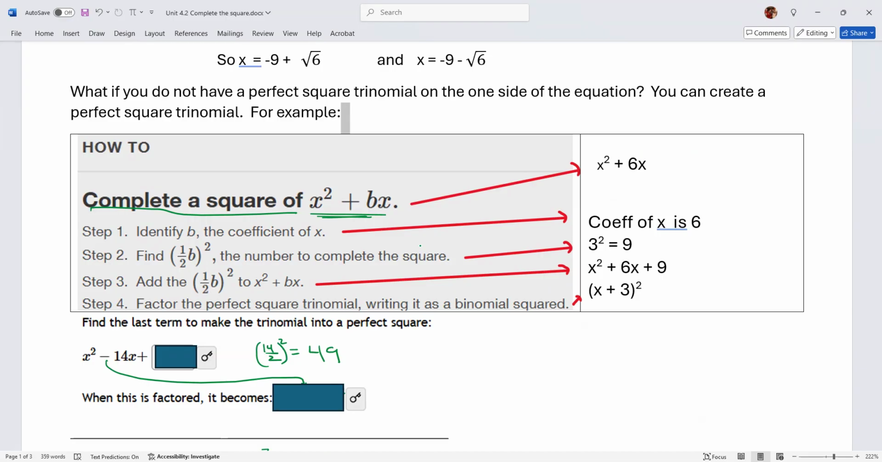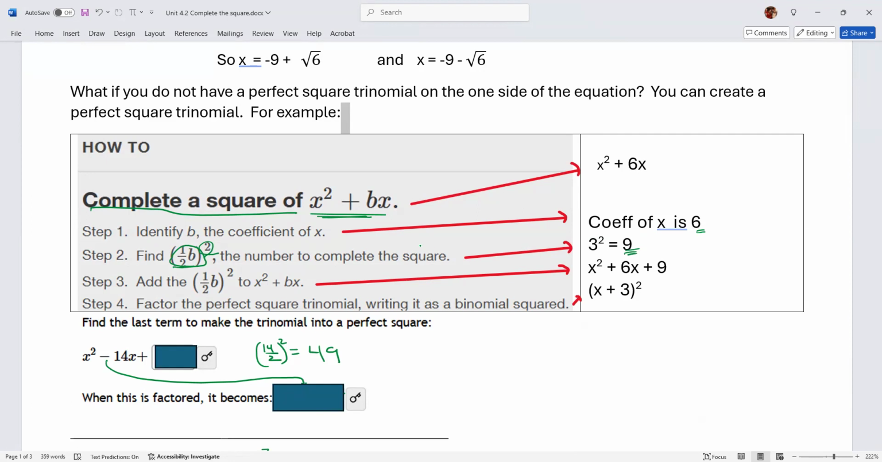So I have x squared plus 6x. What do I do? I identify the coefficient of the x term. Well, it's a 6. Then it says you take half that number. So half of 6 is 3, and then you square it. So 3 squared is 9. So I would quickly determine that I need to add a 9 to turn this into a perfect square trinomial.